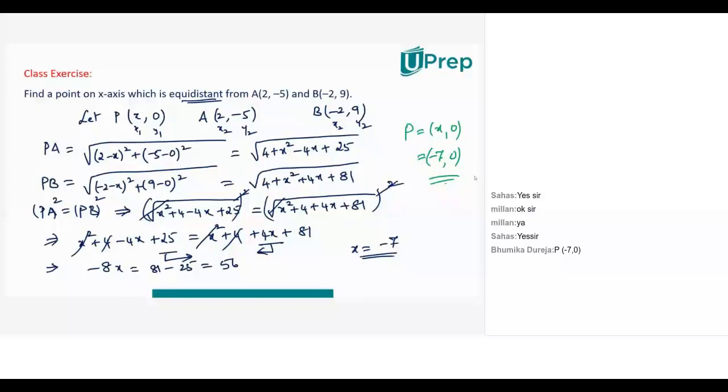Problem is not completed. I just got the value of x. What am I supposed to find? How all we started? I need the point P. Point P, I assume it to be x comma 0. And now I got the value of x as minus 7. So the point required is minus 7 comma 0. Alethea, hope now y squaring is clear to you? Probably.